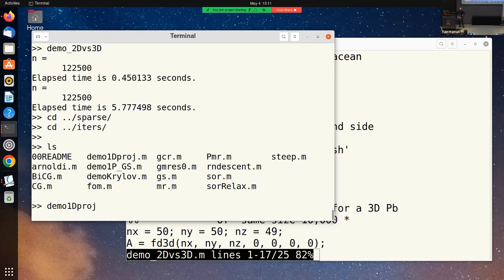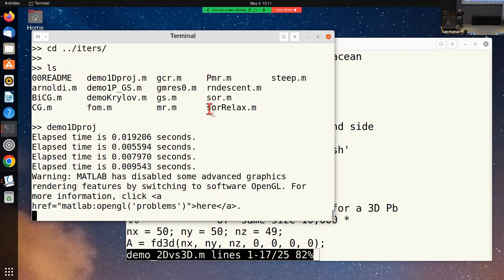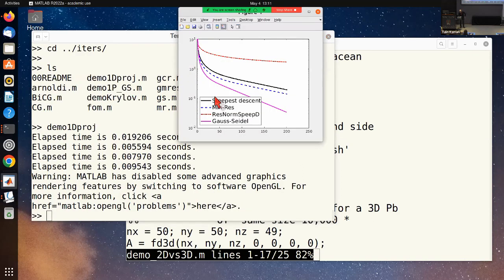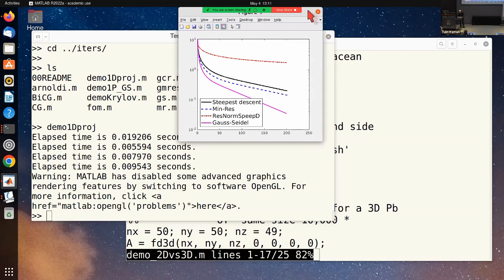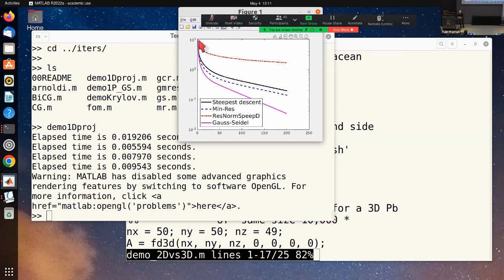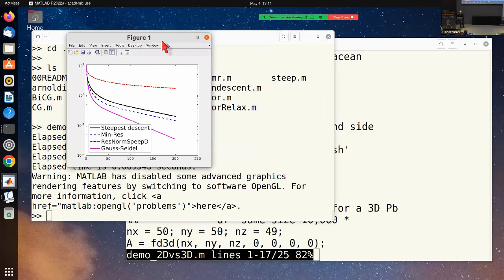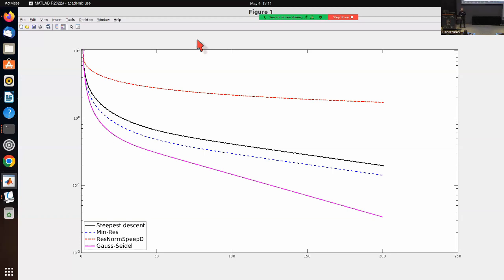I have four methods going on here. I'm comparing also with Gauss-Seidel. So here is what you see from these different methods. Let me make it bigger. All right, you see steepest descent is somewhere here, the black one, and then you have MinRes, which is this one. This one is actually Gauss-Seidel, which is faster in this case. And this one here is normal equations.